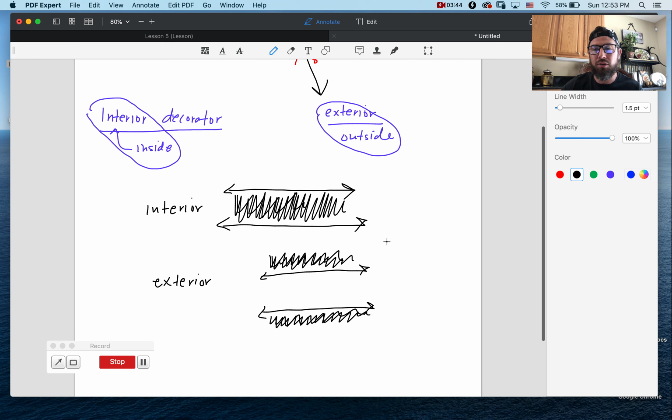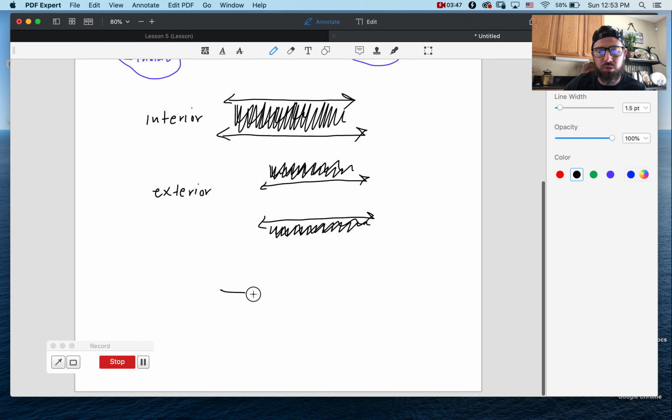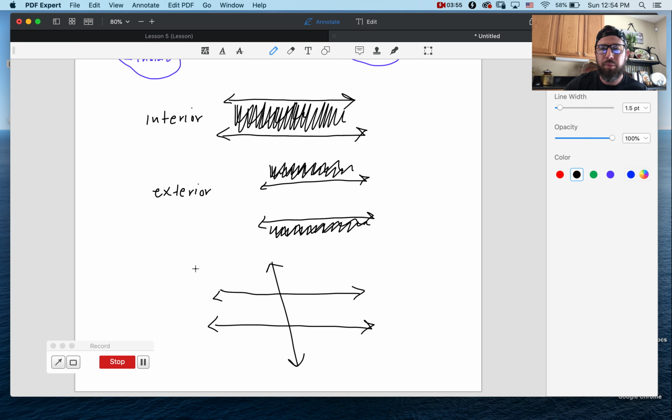Now we have that transversal that cuts through our parallel lines, so I'm going to draw the transversal right now. We have two other concepts. Remember, we're going to have the interior concept and the exterior concept, and that has to do with the parallel lines. These other concepts have to do with the transversal. If I said alternate, that means we're on one side of the transversal and we're on the other side of the transversal. That's what alternate means.